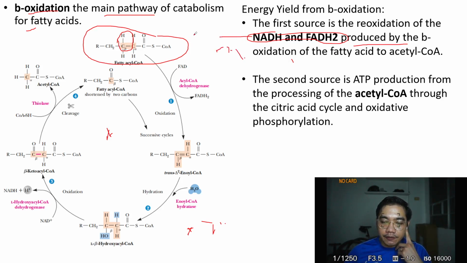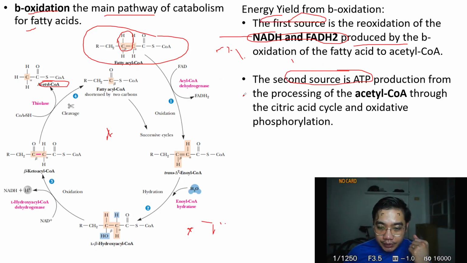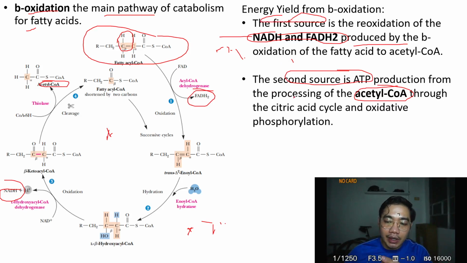So your NADH and FADH2, and that's where you're going to get your ATP. That's your first source. And your second source of ATP is the production of acetyl-CoA, no? So your first source, remember, is your production of NADH and your FADH2. So where are they produced? Over here, and over here. That's your first step. And then your second source of ATP production is your acetyl-CoA, which is now incorporated in your citric acid cycle and your oxidative phosphorylation.